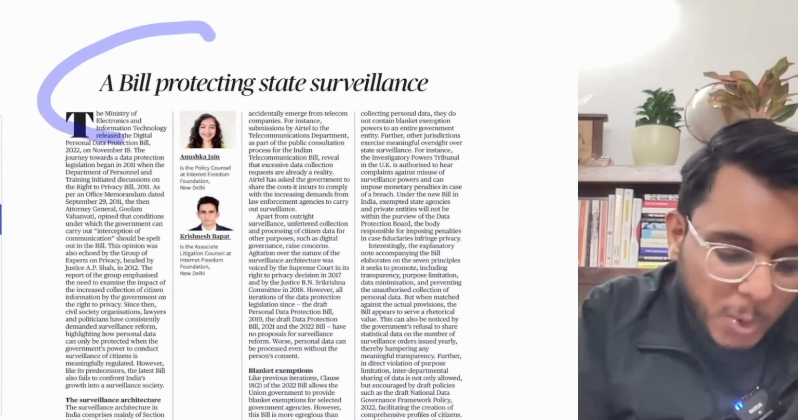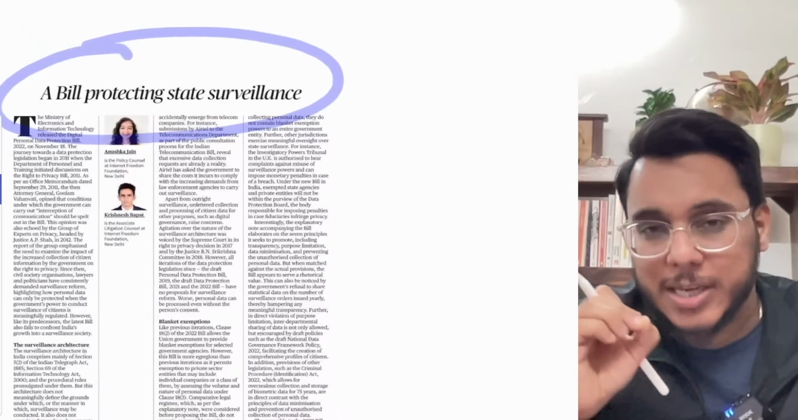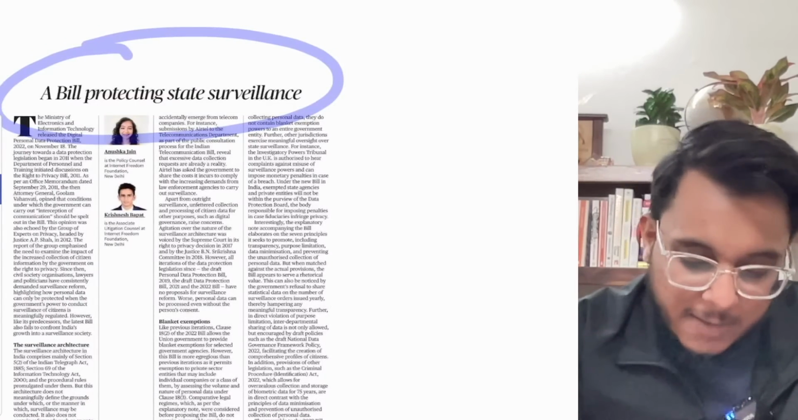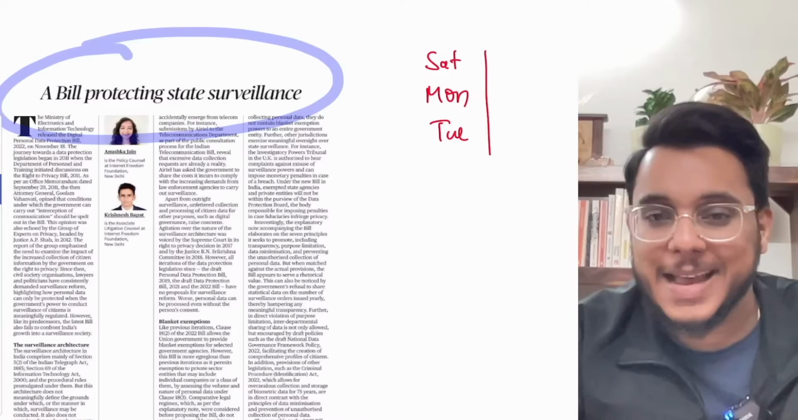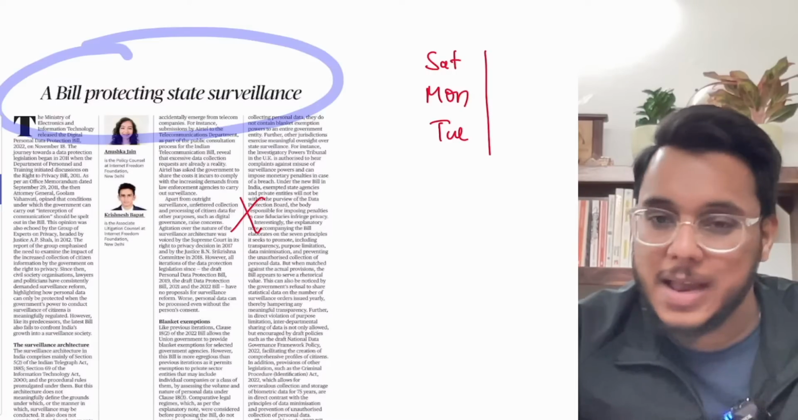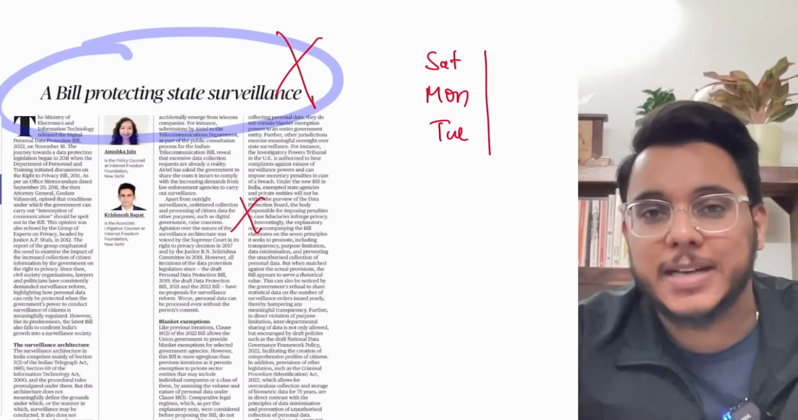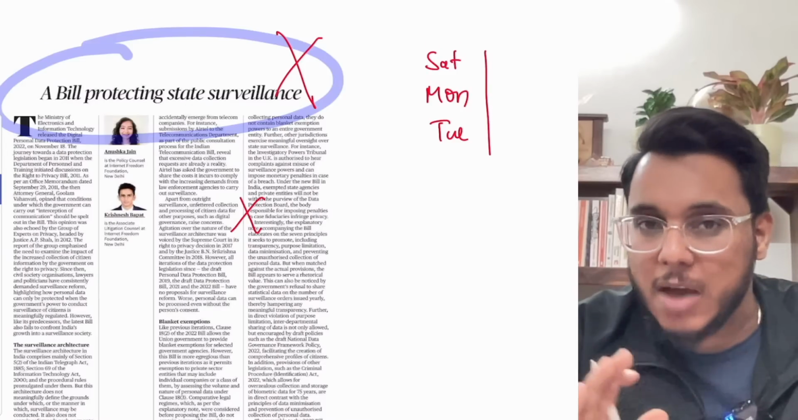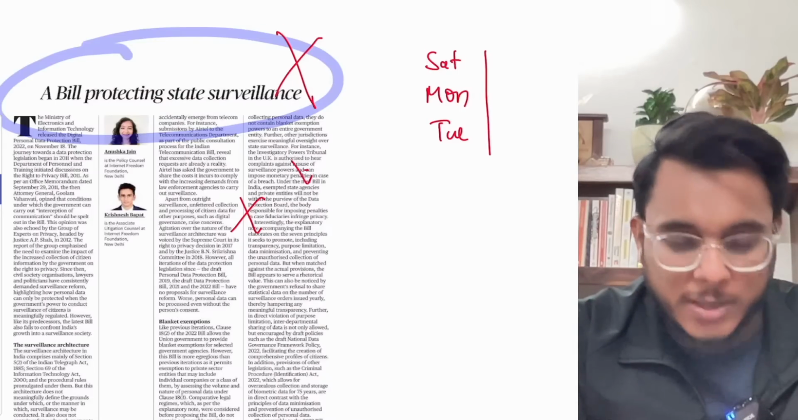Okay, a bill protecting against state surveillance. Now guys, this is the fourth day consecutively in a row that an article on the Personal Data Protection Bill is coming. We have discussed this article on Saturday, Monday, Tuesday, and the same things have been repeated even in this particular article. If you are following regularly, well and good. No need to read this article at all, because from the exam point of view, we have already done much more coverage than was required. So if you have seen it, no need to go into this article.